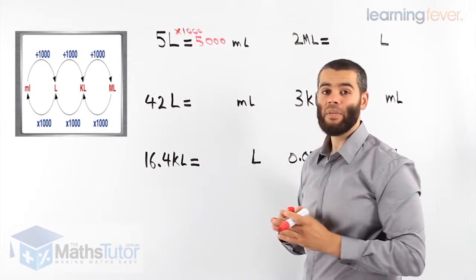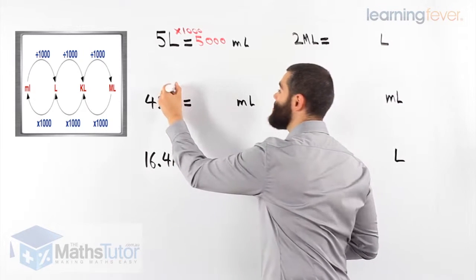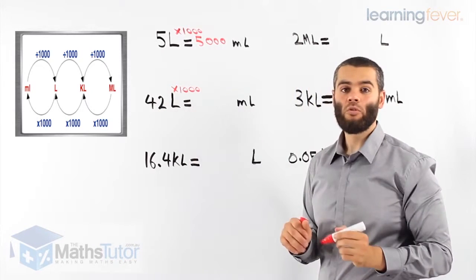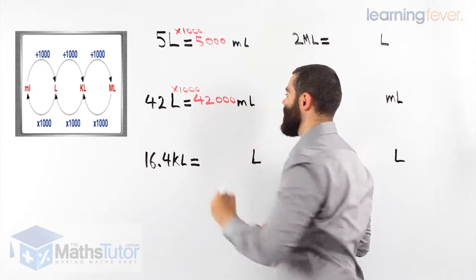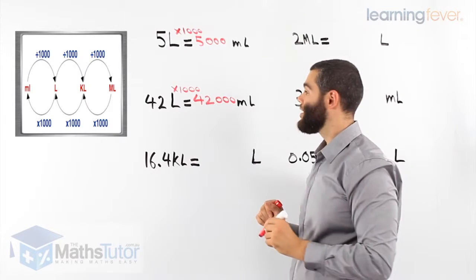42 liters. We want to know how many milliliters that is. Again, we're going from liters to milliliters. We want to times by 1,000. 42 times 1,000. 42,000 milliliters there are in 42 liters.